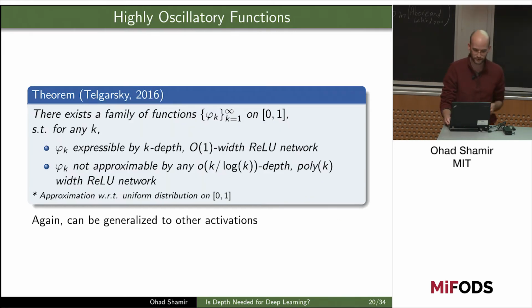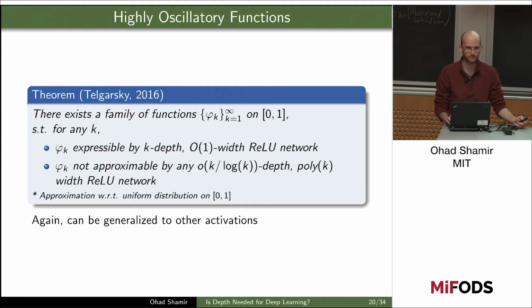So I'll start maybe with one very simple and I think elegant construction due to Matus Telgarsky, which says the following. I can provide you with a family of functions, just mapping the unit interval to itself, such that for any k, phi of k is expressible by a depth k constant width network, but with any much shallower network, little o of k over log k, you can't approximate it even if it's polynomially wide. And again, I'm stating it for the ReLU, but you can also state it for other activations.